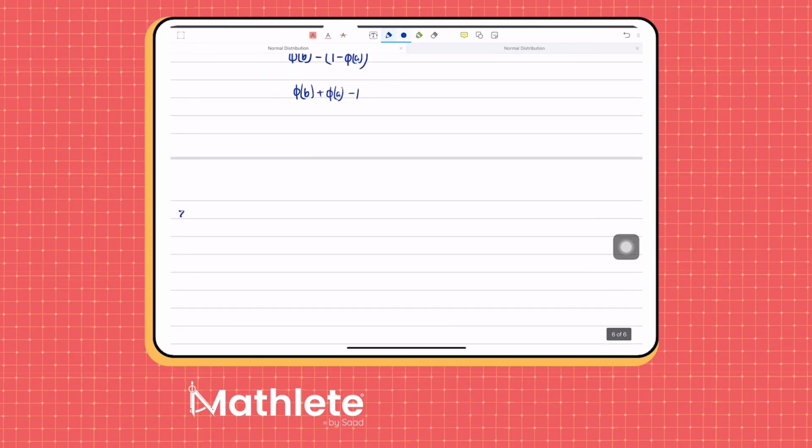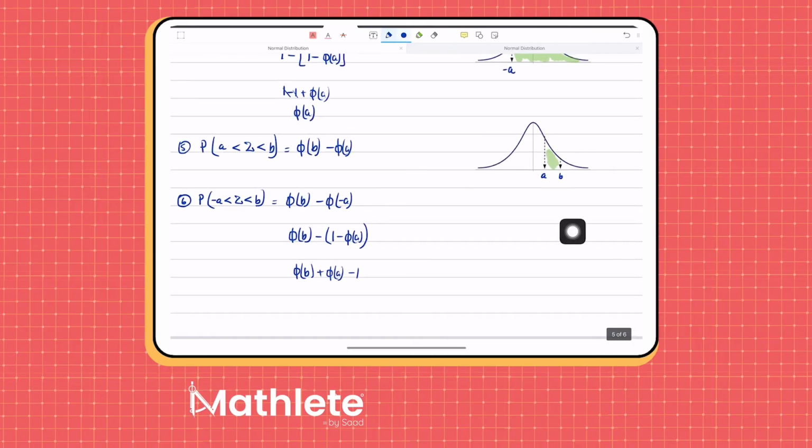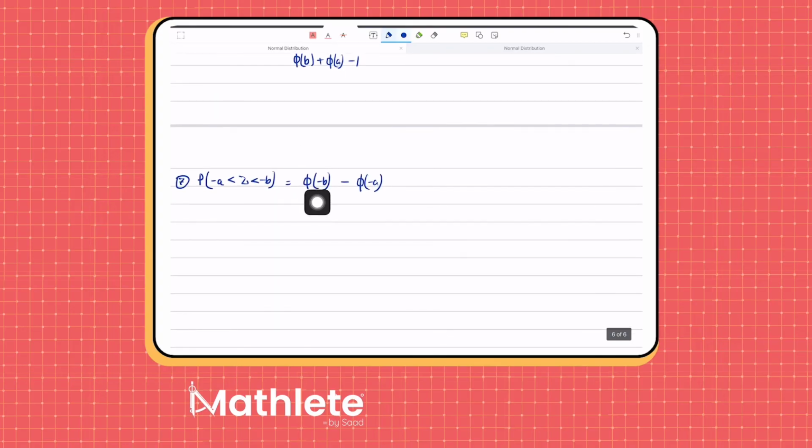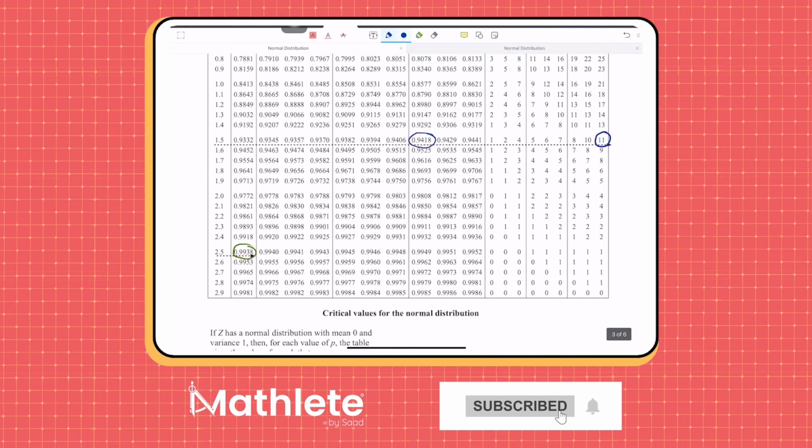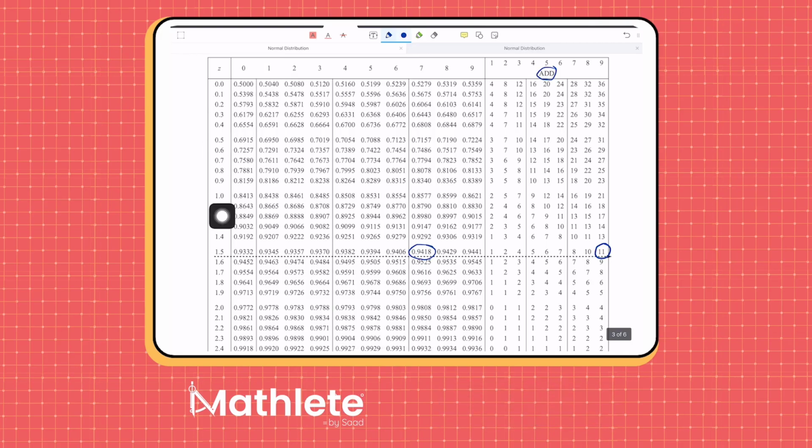Now let's say you want to find out the probability of z being greater than minus a and less than minus b. For this, here's what we do: phi of minus b minus phi of minus a, exactly what we did in rule number 5. Now because b is negative, how do we find out phi of a negative value? We do 1 minus phi of b. And why do we do that? Because in the z table you don't have any negative values.